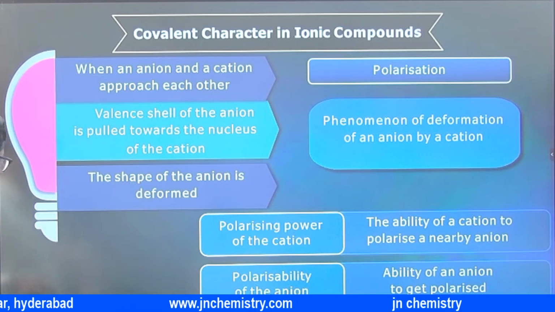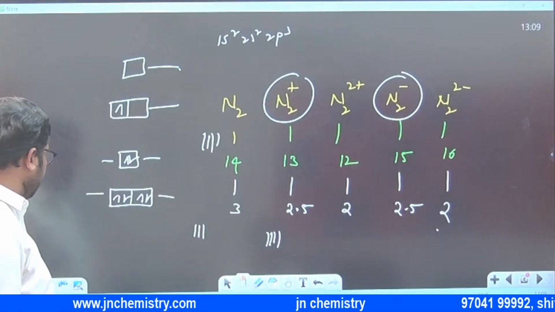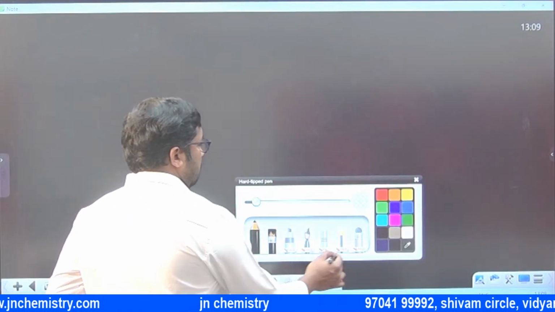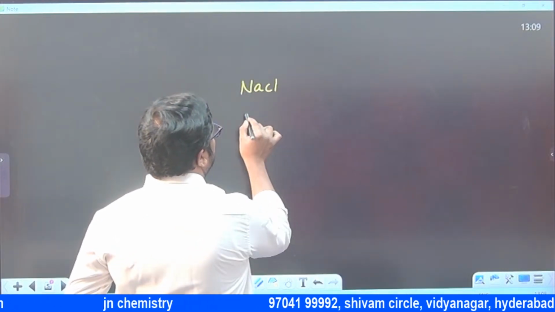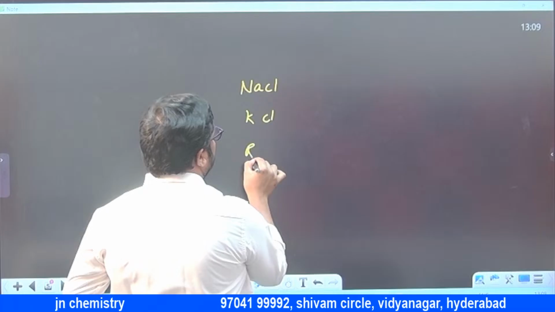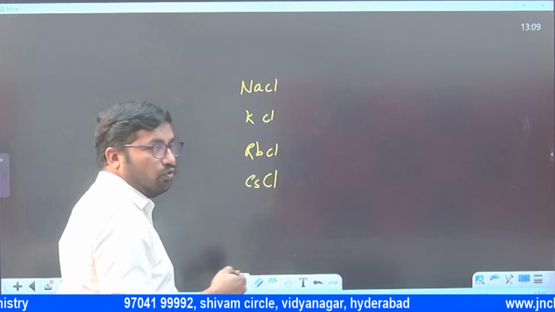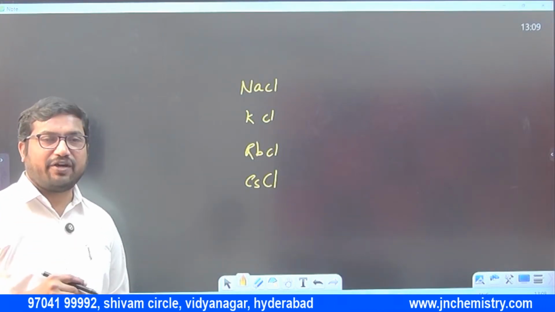So what exactly is this polarization, polarizability? Which is more ionic character? NaCl, KCl, RbCl, CsCl. So they'll ask which has the higher boiling point, or otherwise which has more ionic bond, ionic character.